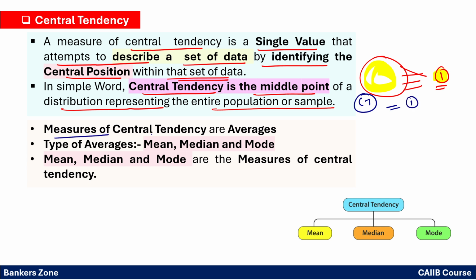What are the measures of central tendency? Average is nothing but the measure of central tendency. What are the types of averages? We have mean, median and mode. These are the types of averages. So we can say that mean, median and mode are the measures of central tendency. It is again very important from the exam point of view. Remember, mean, median and mode are the types of averages and the measures of central tendency.